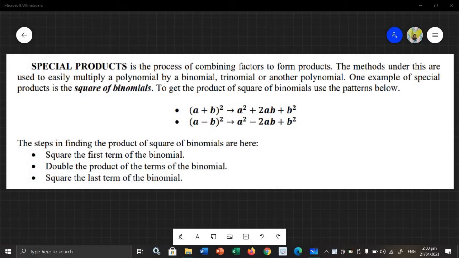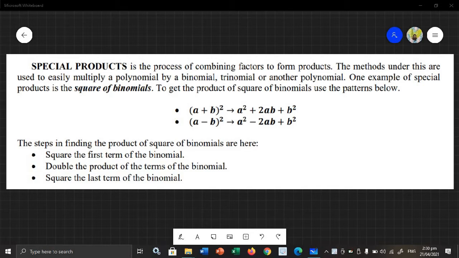Hi, for this video we will be discussing square of binomials, and square of binomials is under the special products. So ano ba tong special products na to? Special products is the process of combining factors to form products. So these methods na under ng special products are used to easily multiply a polynomial by a binomial, a trinomial by another polynomial.